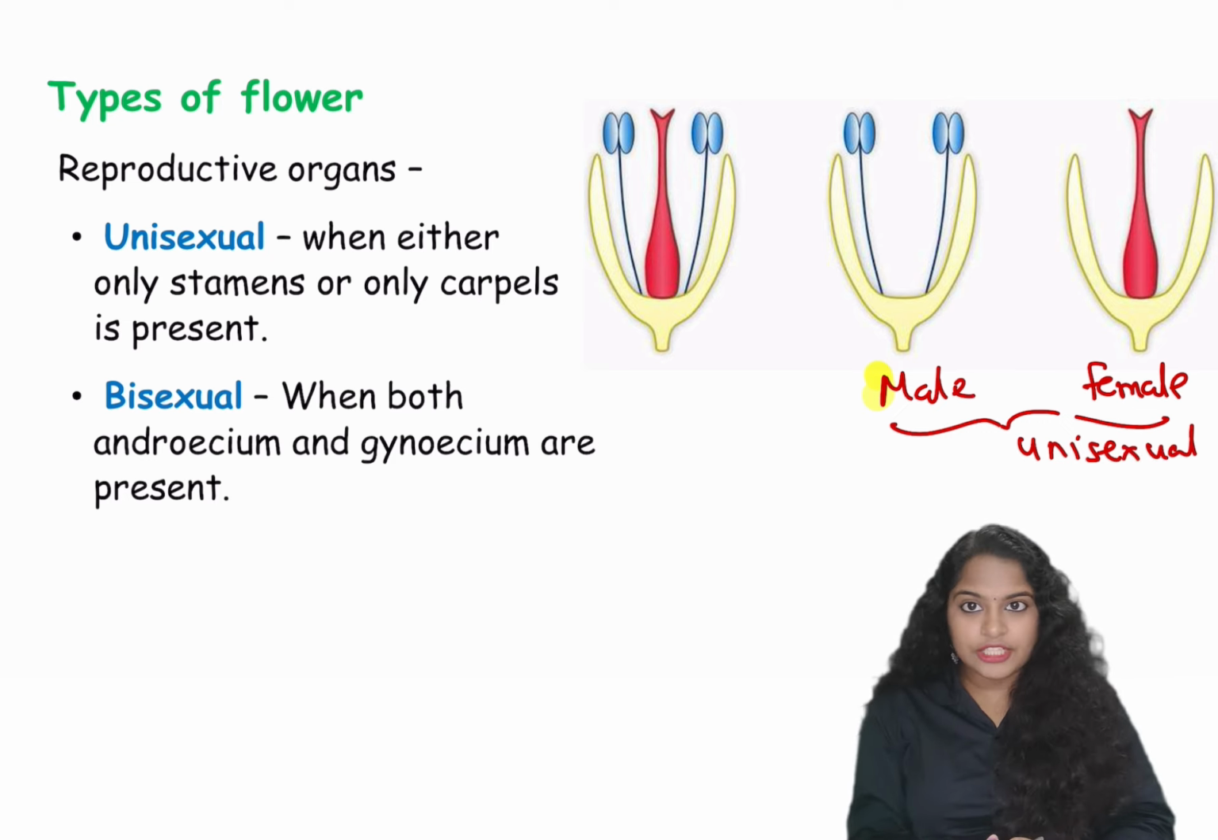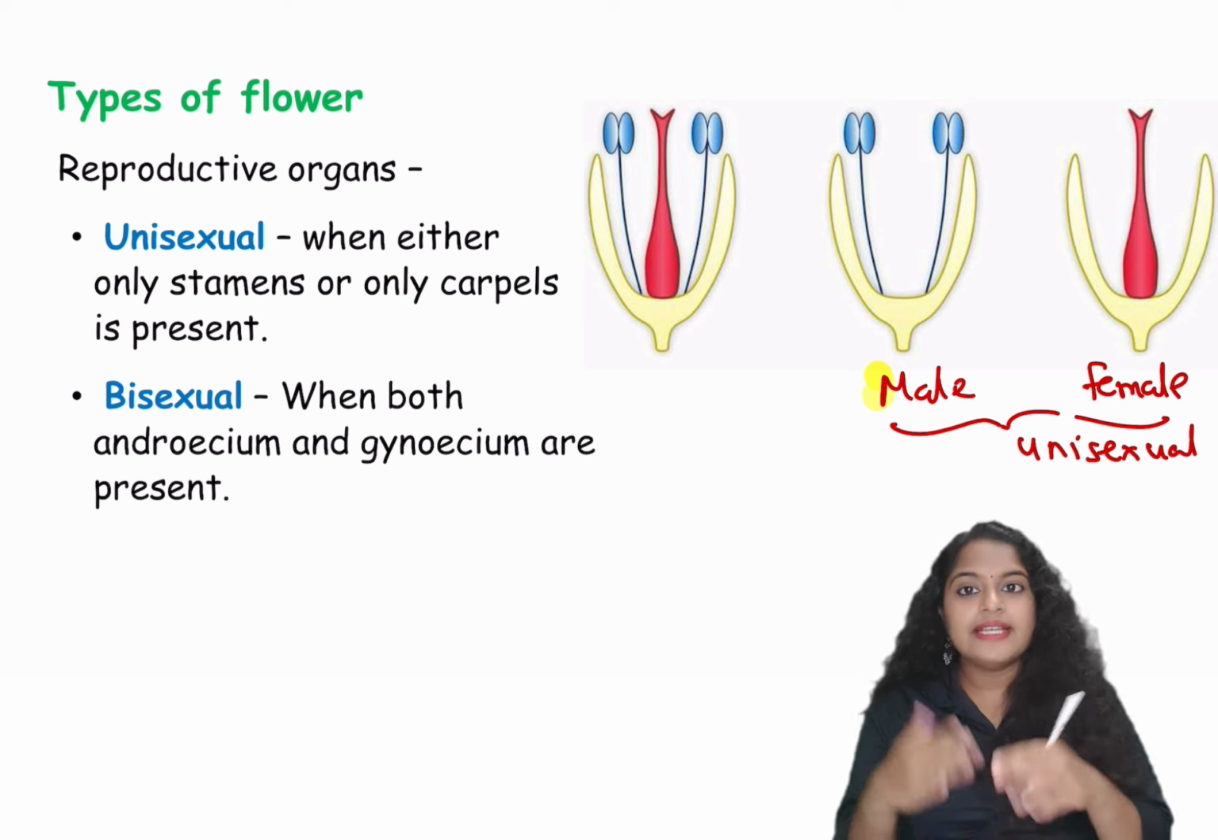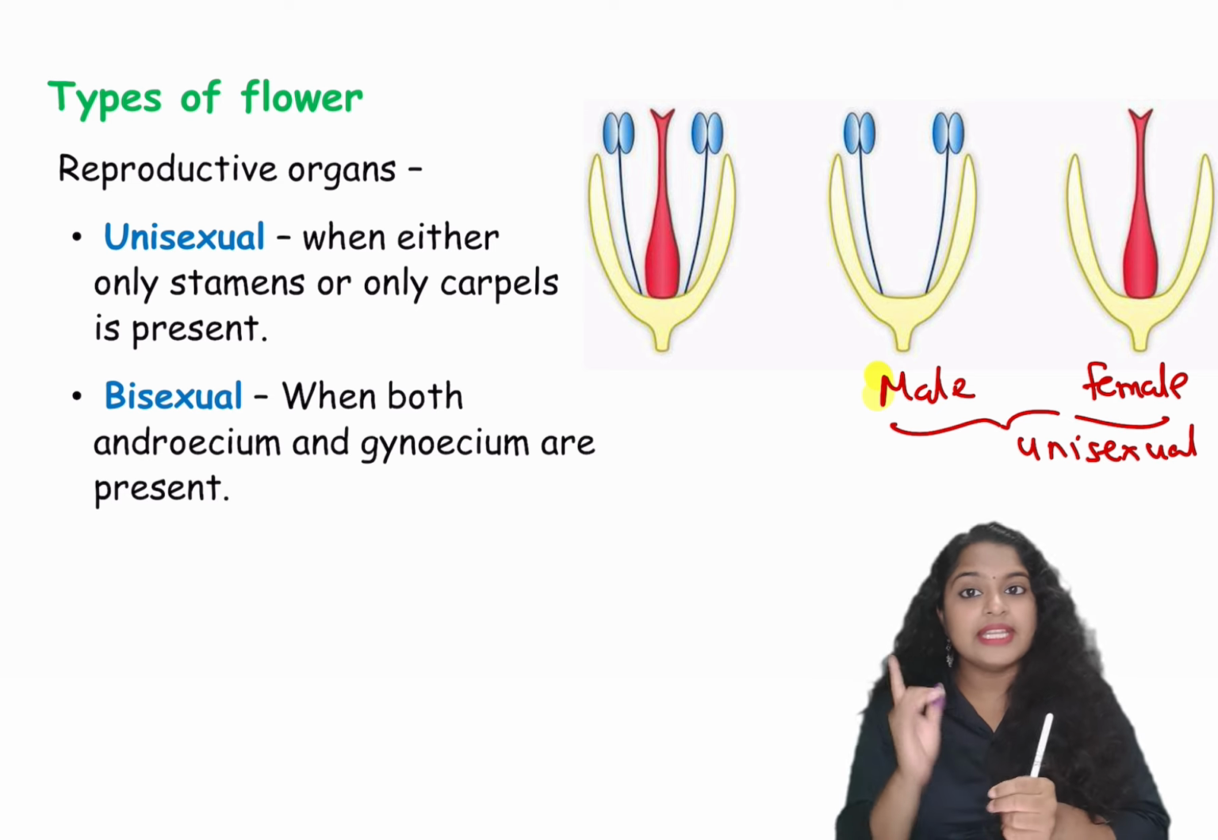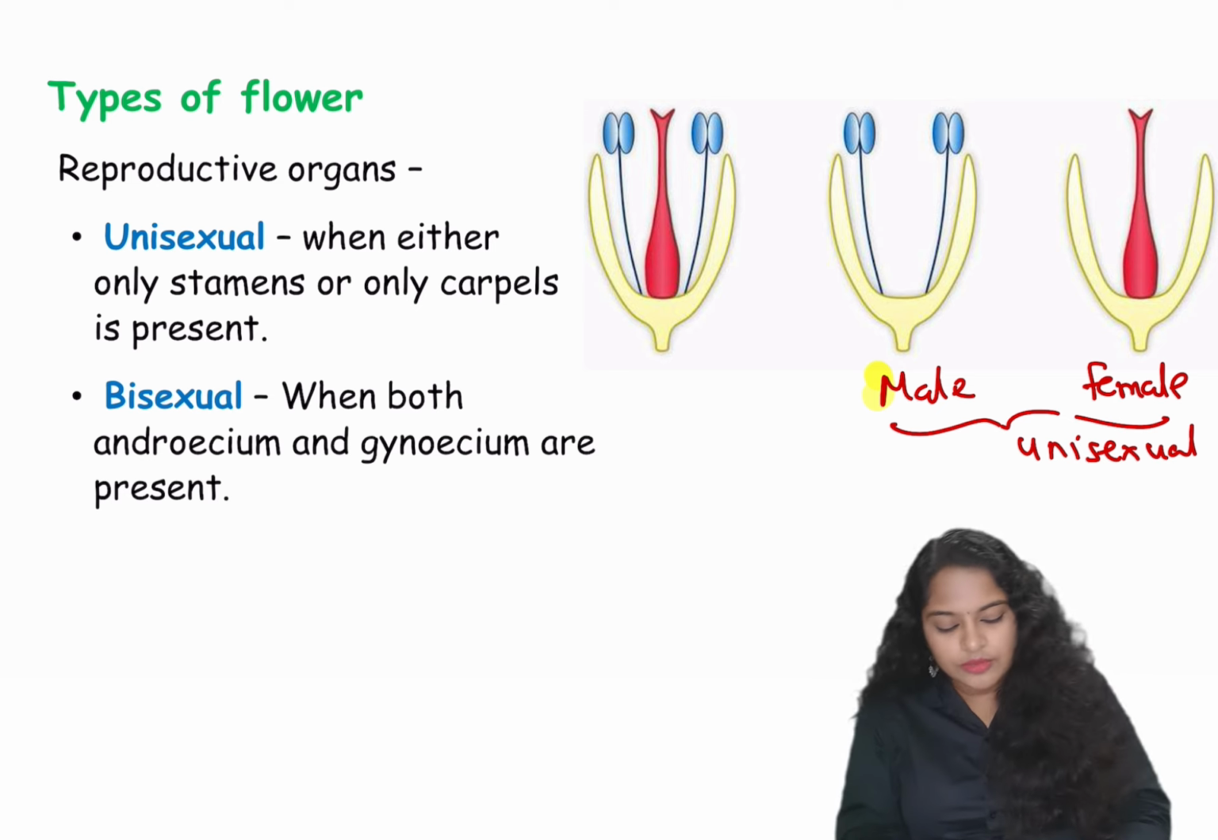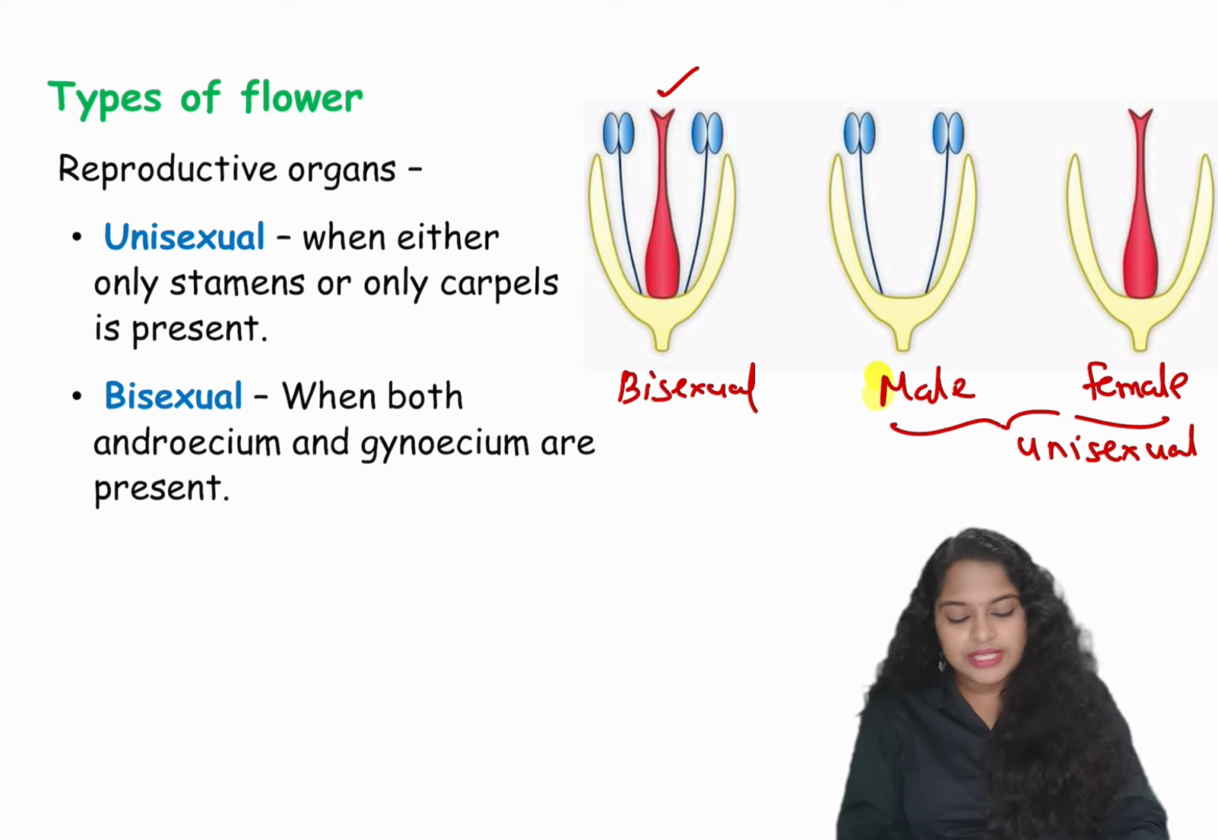Now coming to bisexual flower. Both the sex organs, that is the male and female sex organs, are present in the single flower. That is bisexual. So you can see here, these are bisexual flowers. That is, you can see the pistil as well as the stamens present in the same flower.